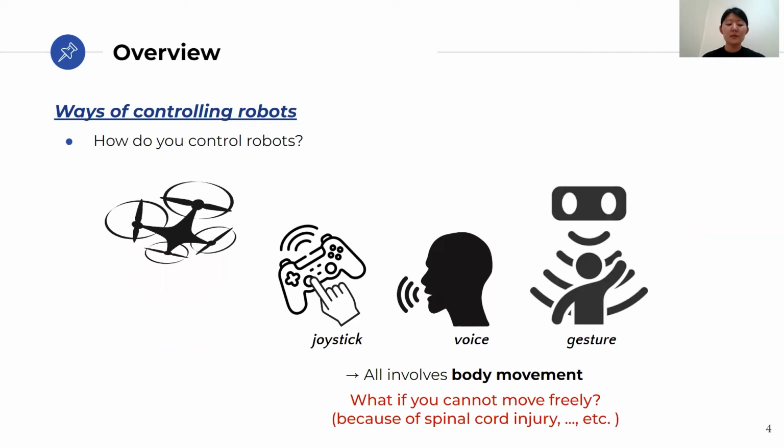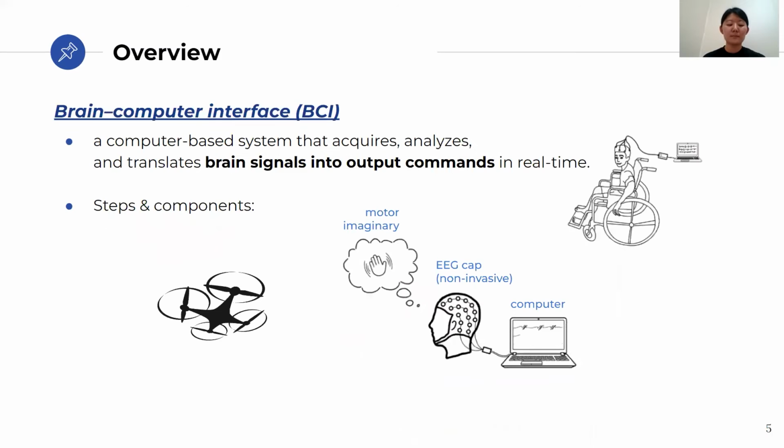The ways to control a robot based on human intent in real time are diverse. A popular method is joystick manipulation, but voice or gestures can be used as input commands. These methods have in common that they involve body movements. So, what way can be used if the operator cannot move his or her body at will? Several studies have suggested BCI as a counter input for this situation.